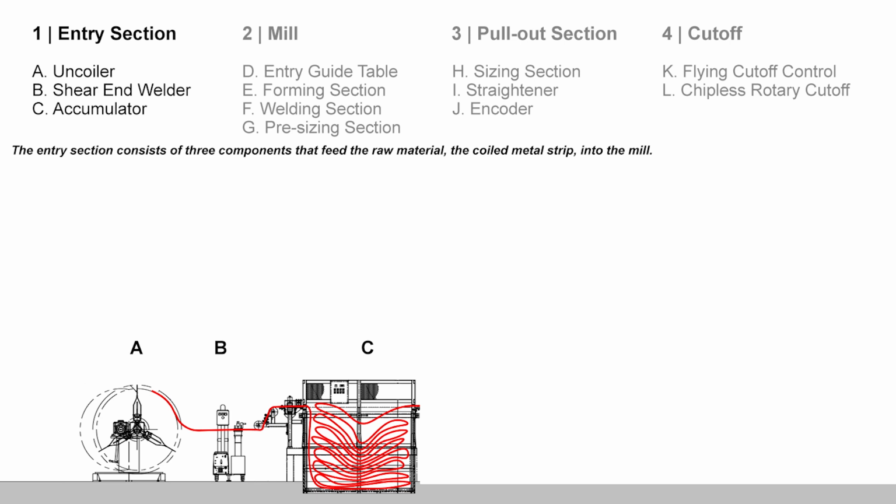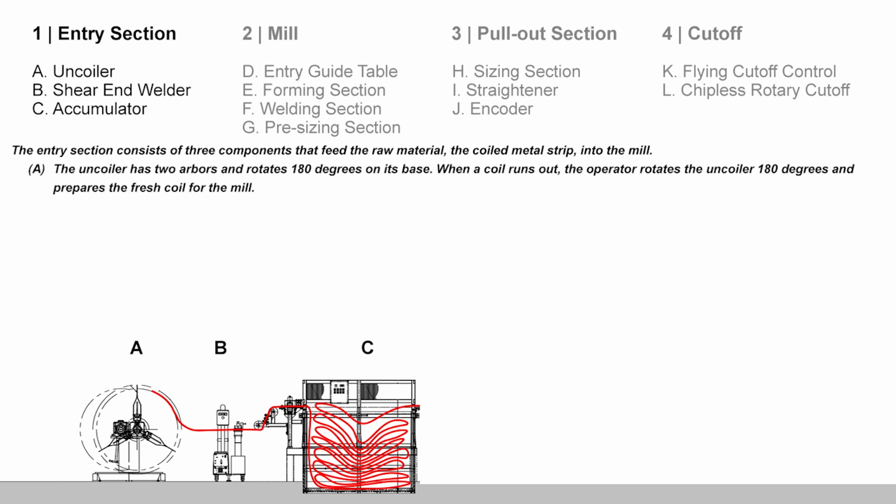First is the entry section, which consists of the 3 components that feed the raw material into the mill. The process starts at the uncoiler, which has 2 arbors to hold 2 coils of raw material. The uncoiler rotates 180 degrees on its base. When one coil runs out, the next full coil is ready to go.